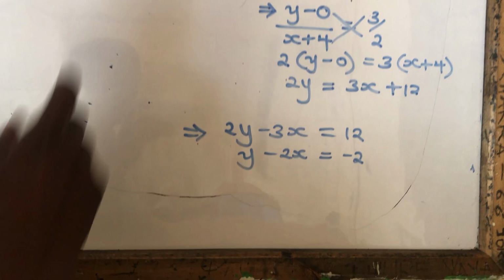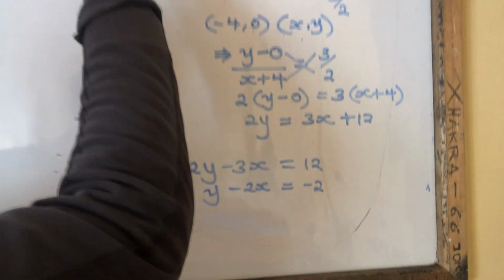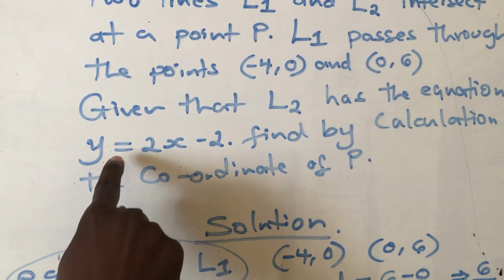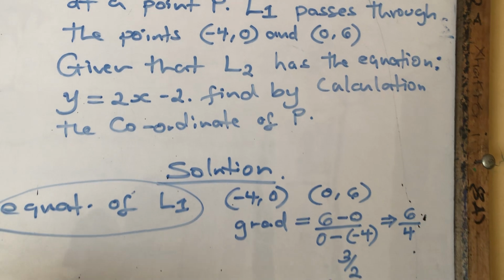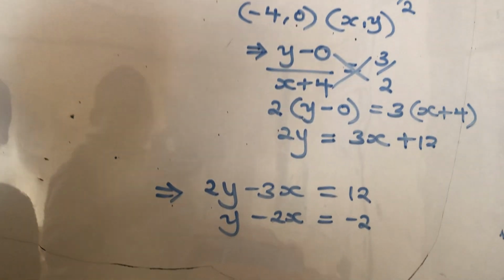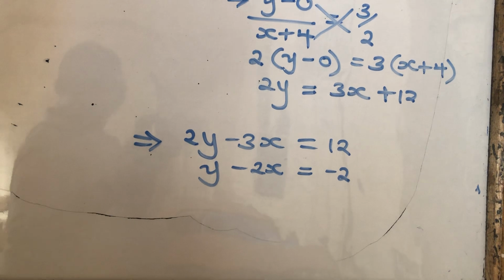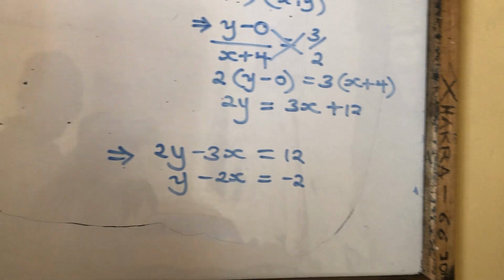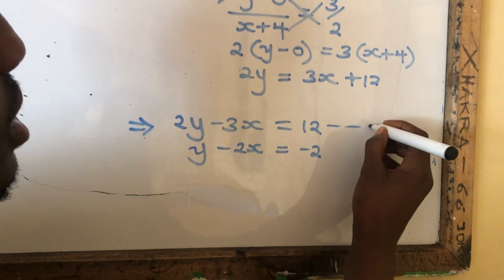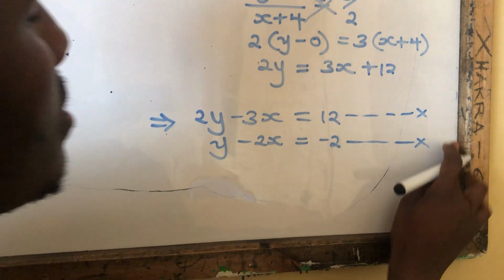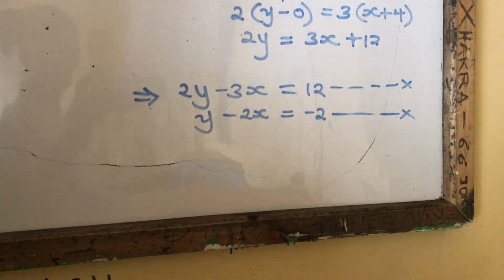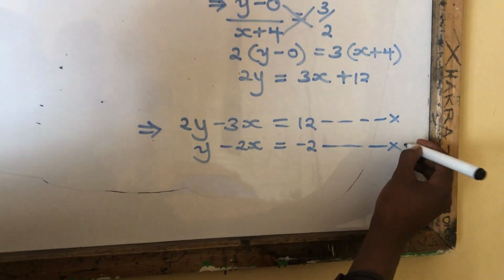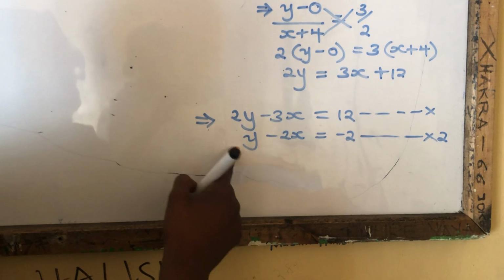Do remember, as for line L2, the equation was given, and that is what I'm using here. So what do we do? We will solve these two equations simultaneously. I am still going to use the elimination method. How does the method work? You will be required to swap the coefficients of the y. So what is this coefficient? 2. I'll bring it down. What is this coefficient? 1.